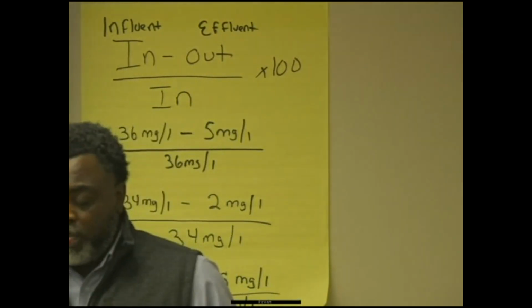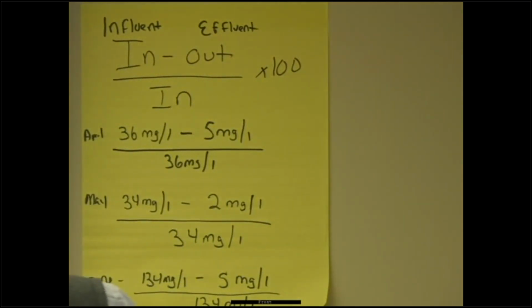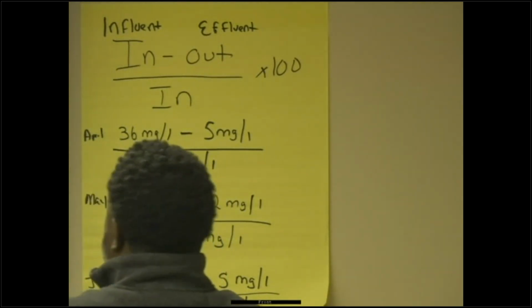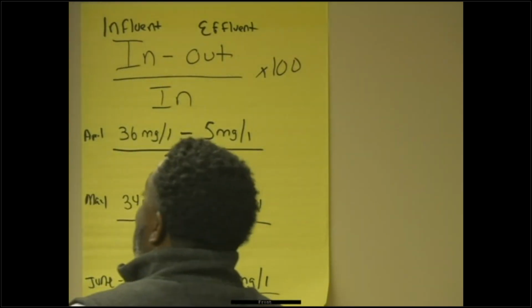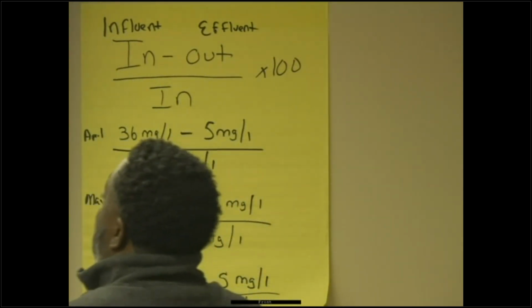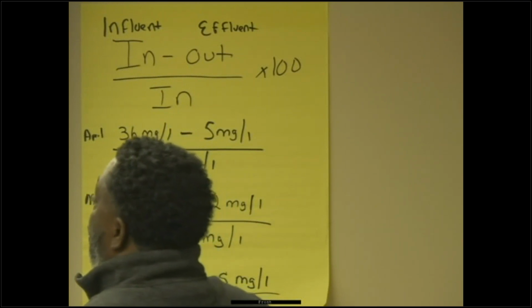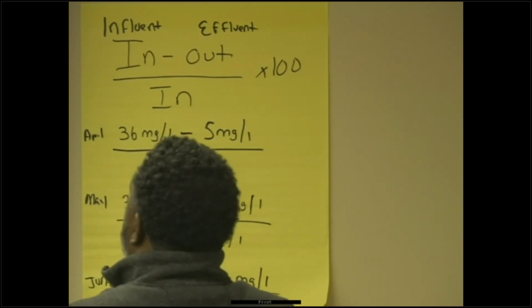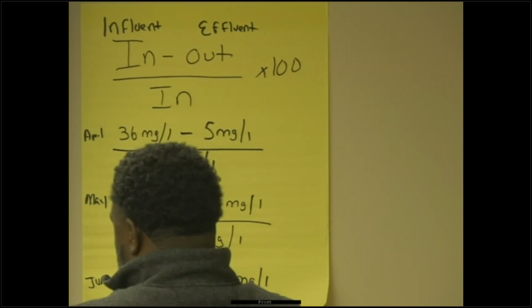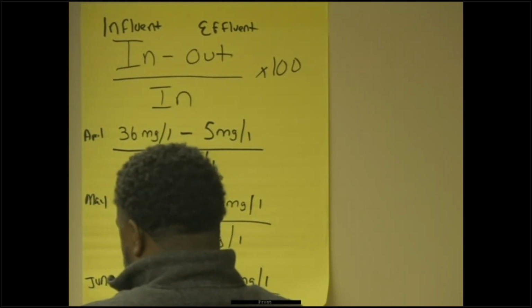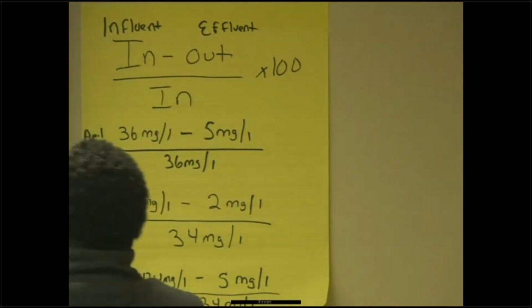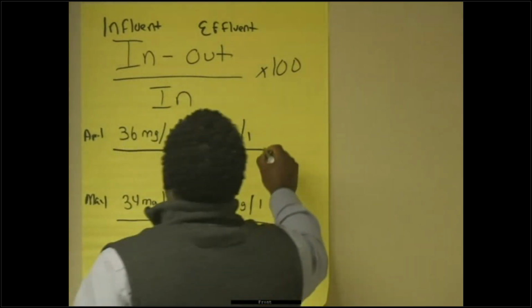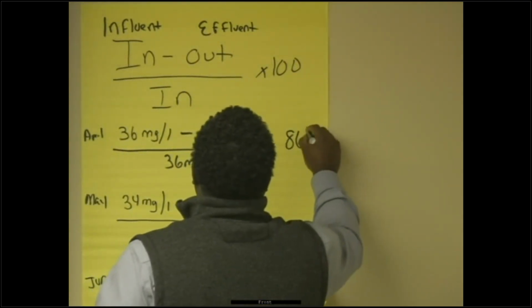Now we're ready to calculate. So you may have a tendency to want to just take 1 month and do the percent removal for that month. But that won't be the percent removal for the quarter unless you factor in all 3 months. So for the month of April, we're going to say 36 minus 5 divided by 36 equals 0.86 times 100 equals 86%.